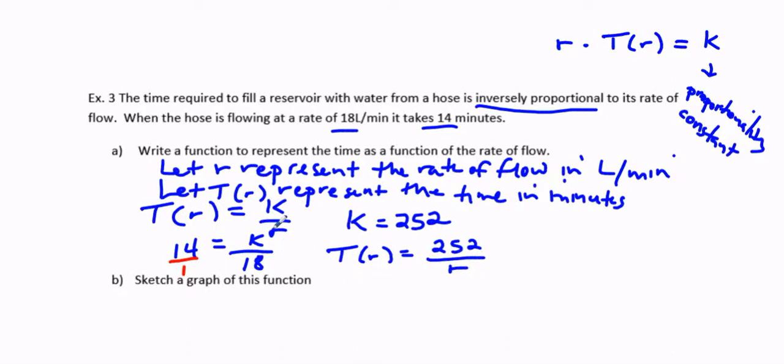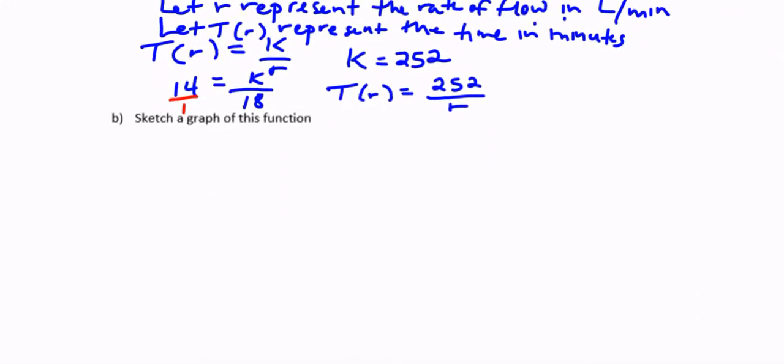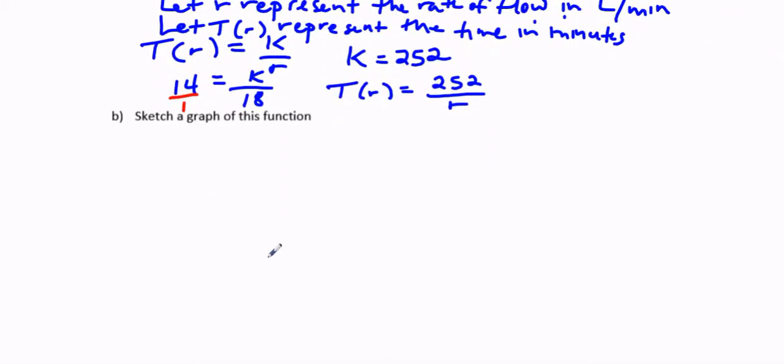Okay? All right. Now it says sketch a graph of this function. There's a couple of ways that I can do this. Just when you're looking at this, 252, you think about it from a transformations perspective: we've got 252 times 1 over r. Think about the 1 over x business. This is y equals 252 times 1 over x. So this is a vertical stretch by a factor of 252 of your base function 1 over x, which would be your basic reciprocal function. Okay, you could do that.